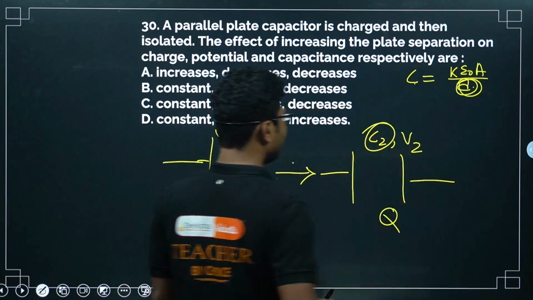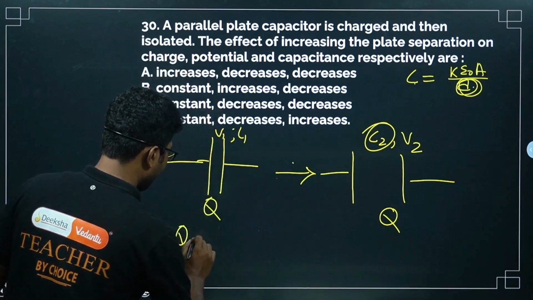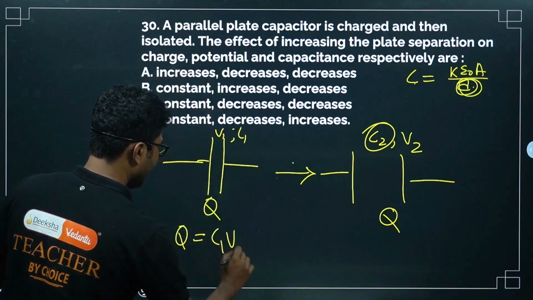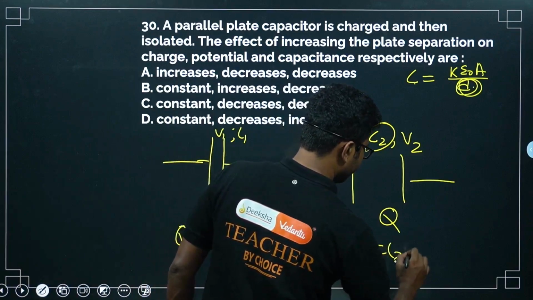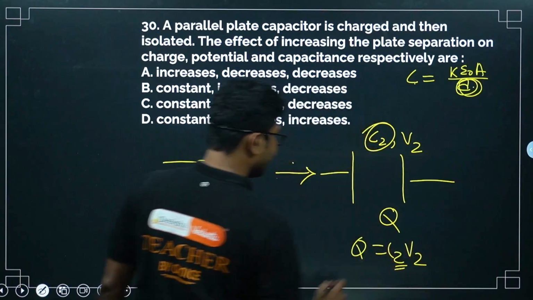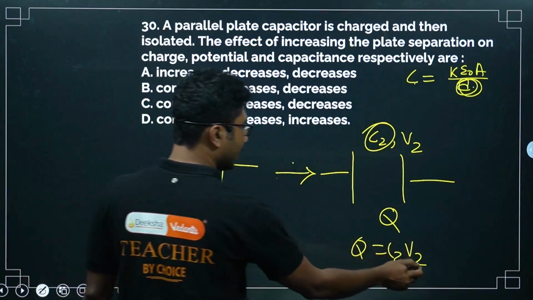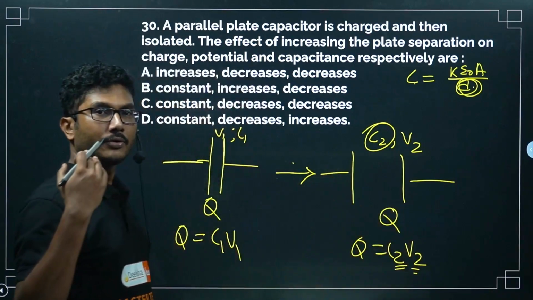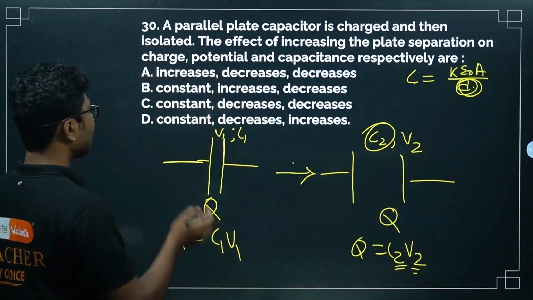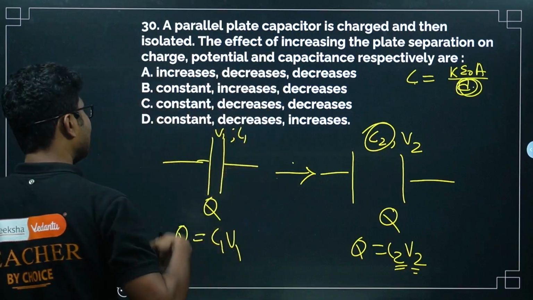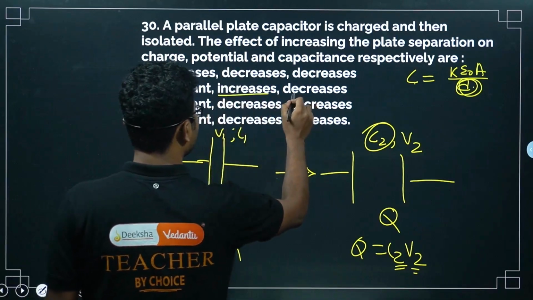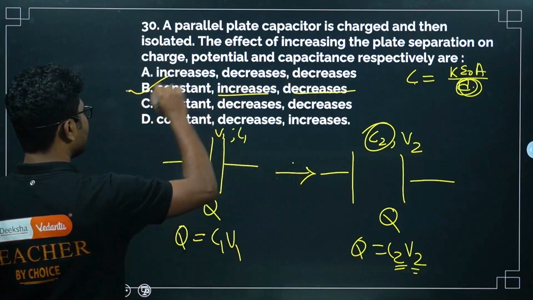Capacitance decreasing, and we know that Q is equal to CV. Now capacitance is decreasing. That means voltage has to increase to maintain the same amount of charge. So charge is constant, potential is increasing and capacitance is decreasing. Okay, so the correct answer is option B.